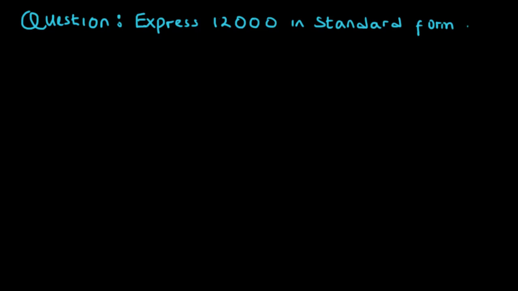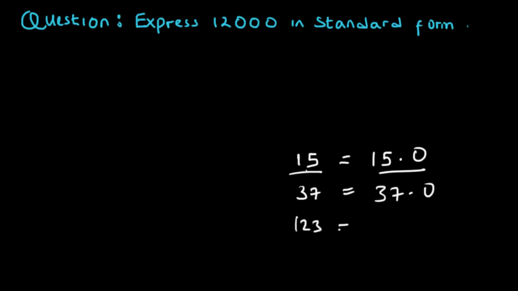So we have this question, express 12,000 in standard form. Now before we take this question, there's something I would like to teach you. Say if I have a number, let's say 15. Now 15 is a whole number. Another way to write 15 would be 15.0. Now we have it in a decimal. So 15 is the same thing as 15.0. 37 is the same thing as 37.0. 123 is the same thing as 123.0. I hope you understand. Now let's take this question.